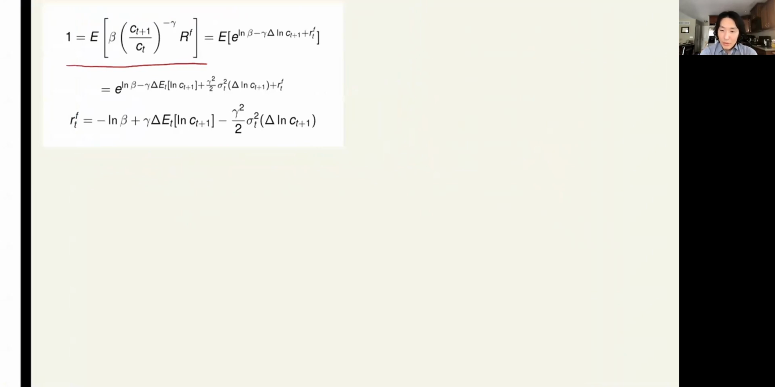Now, you can see that the beta times the consumption growth to the negative of the gamma power.